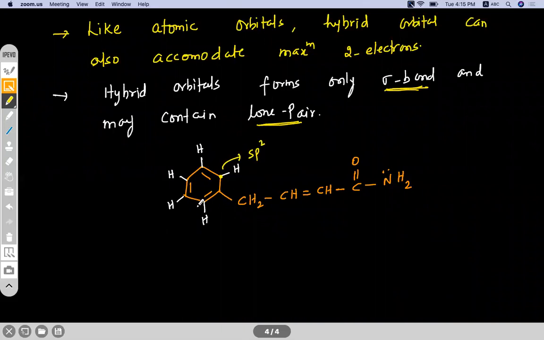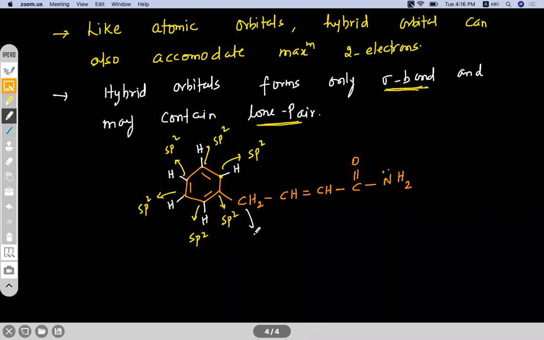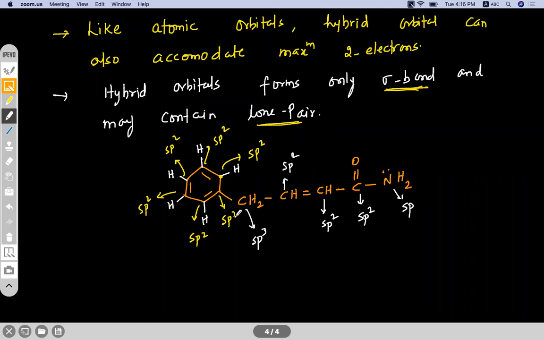But for this reference, if I ask you to find out the hybridization of each carbon atom here, all the carbon atoms in the ring are sp2 hybridized, yes or no? This carbon is also sp2 hybridized, okay? If you look at this carbon, it is sp3. This carbon is sp2 because we have 3 sigma bonds. This carbon has 3 sigma bonds, sp2. This carbon has 3 sigma bonds, sp2. This nitrogen has 3 sigma bonds and 1 lone pair, so it is sp3. Any doubt in this? You can tell me, all of you.